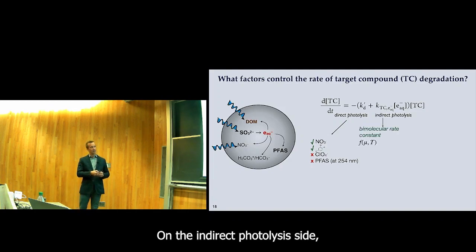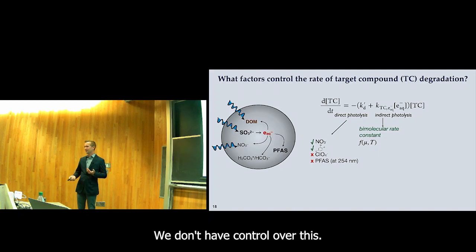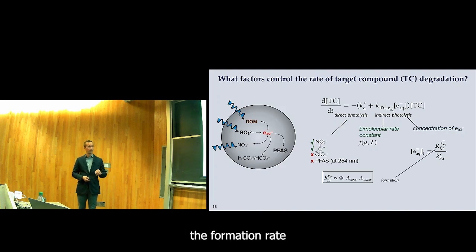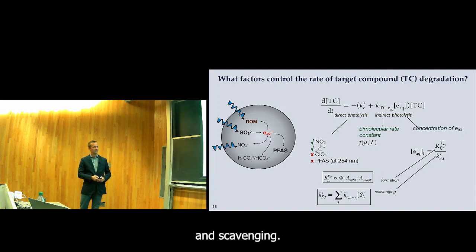On the indirect photolysis side, which is what I'm talking about today, there are two important parameters: this bimolecular rate constant. We don't have control over this. This is a constant with ionic strength and temperature. We can't do anything here, but we can control this aqueous electron concentration. And this depends further on two things: the formation rate and scavenging.